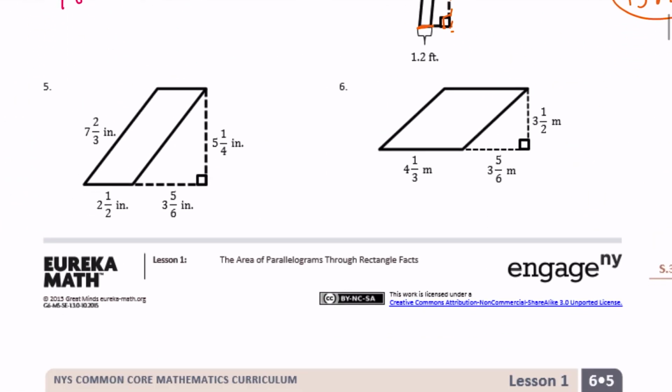Number 5. So remember, it's base times height is equal to area. So our base of the actual parallelogram is 2.5 inches. We really don't need that information. I think that's just there to try and trick you. That's the length of this, but we don't need to know that. We just need to know the length of the base. The height is right here, 5 1/4 inch. So let's do 2.5 times 5 1/4.